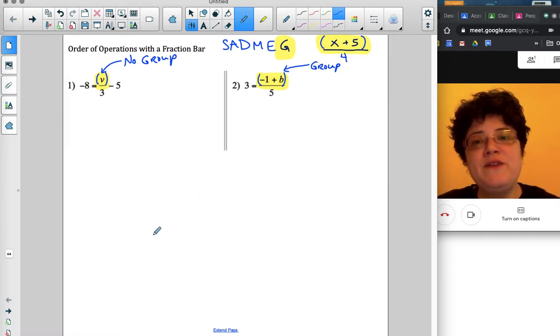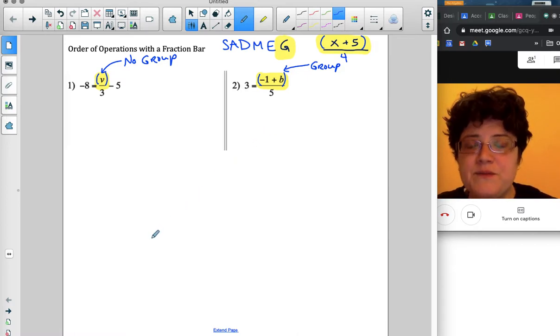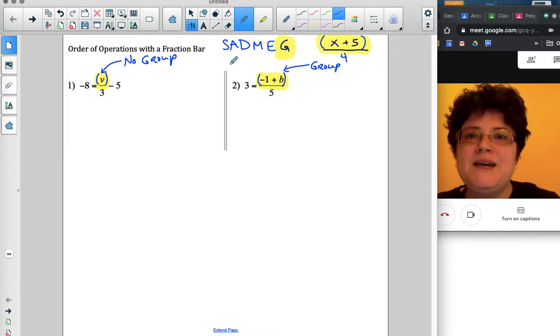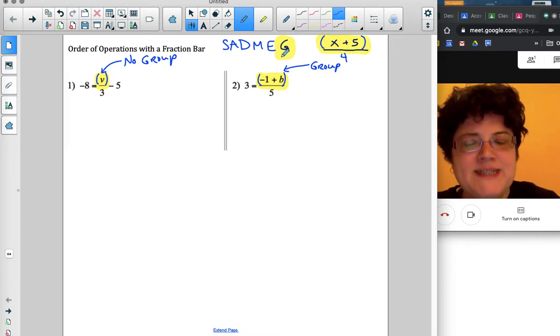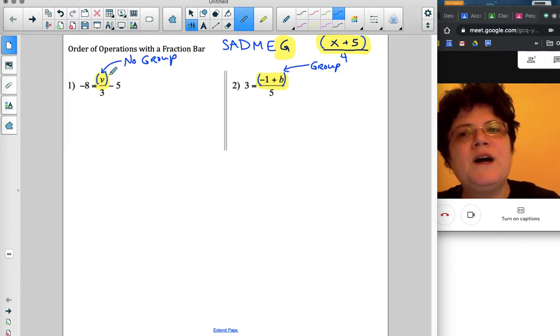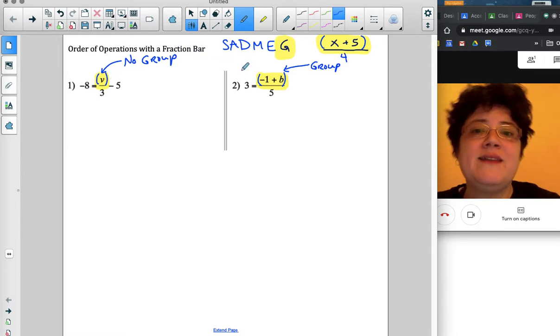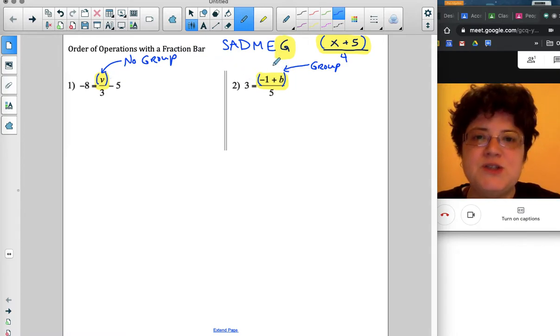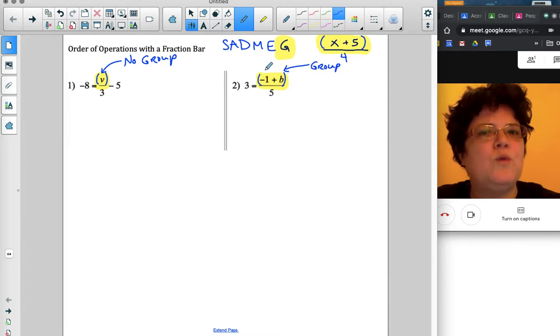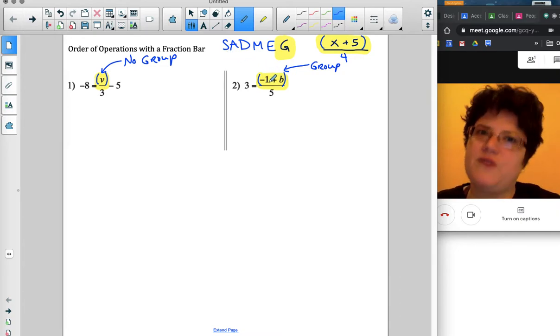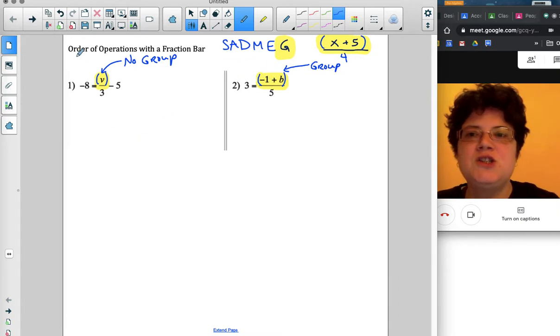So when I'm solving these problems, I'm going to solve them a little bit differently because, again, I'm following SAD-MEG, but for one, I don't have a grouping symbol, and the other one I do have a grouping symbol. So you really got to check what is going on with your fraction bar. Okay? So let's take a look at this one.